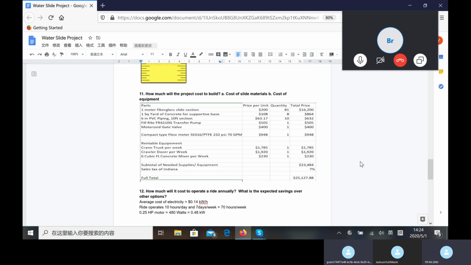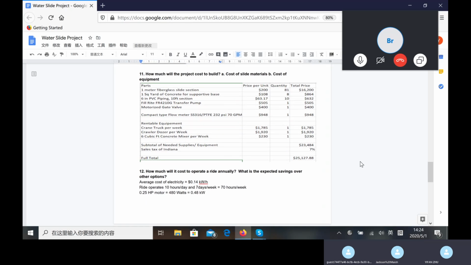But if we were to use a motor with 1 horsepower, since ours was a quarter horsepower, the annual cost would have been 4 times greater at $1,565. So we saved nearly $1,100 right there. For a total expense, it seems like it's around 25,000 and roughly 500 for the first year in costs.